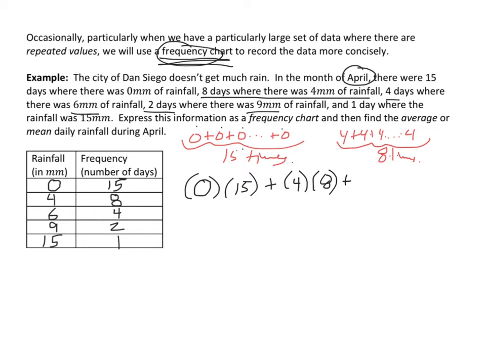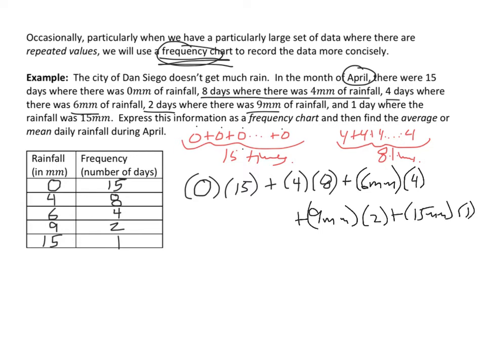So I could continue this, right? 6 millimeters. I should put units here. That would be a good idea. 6 millimeters times 4 days, 4 frequency, plus 9 millimeters times 2 days, and finally plus my 15 millimeters times 1 day. And this is all going to be divided by the number of data points.